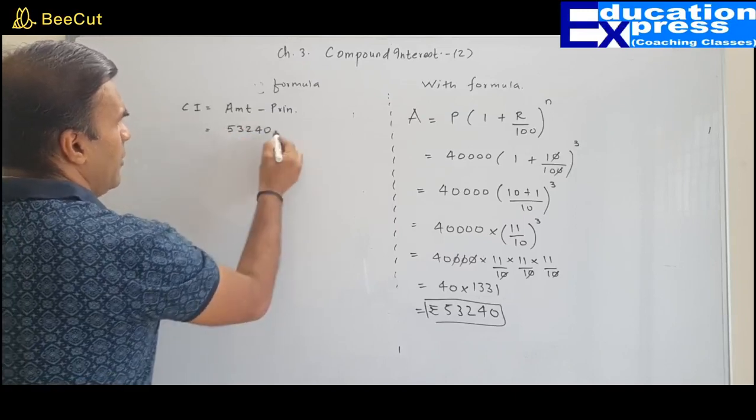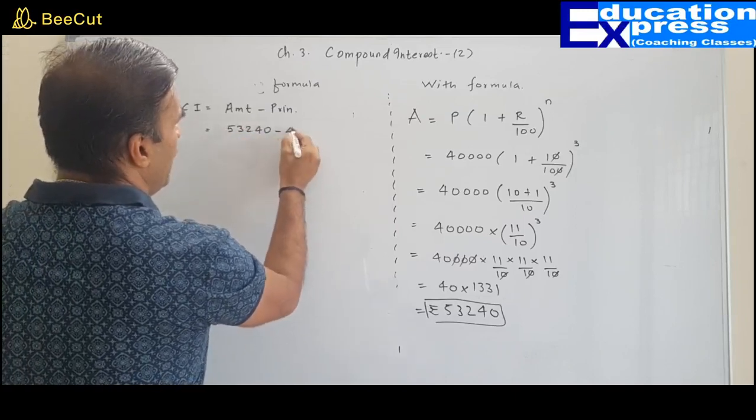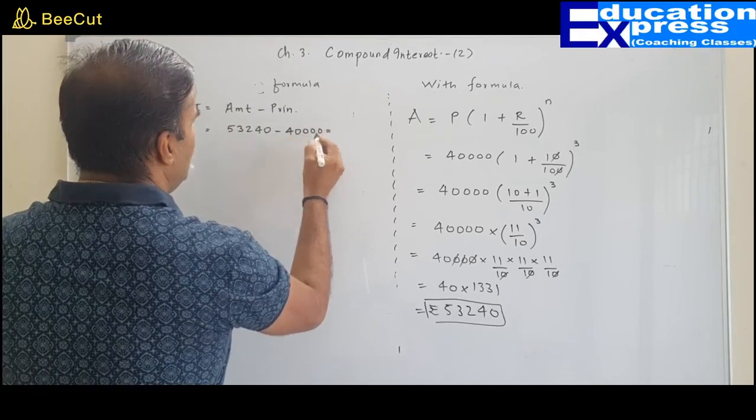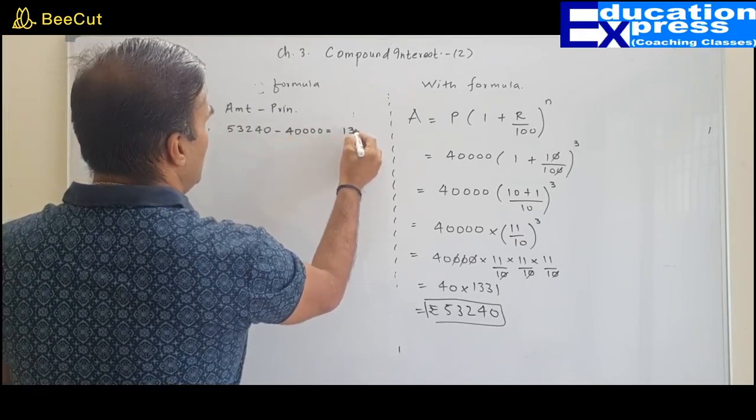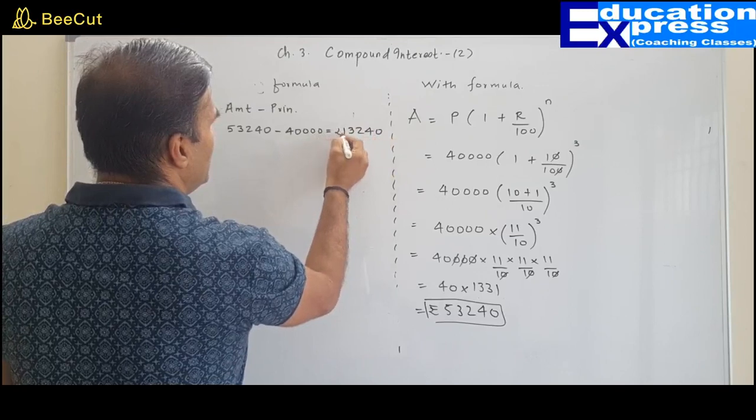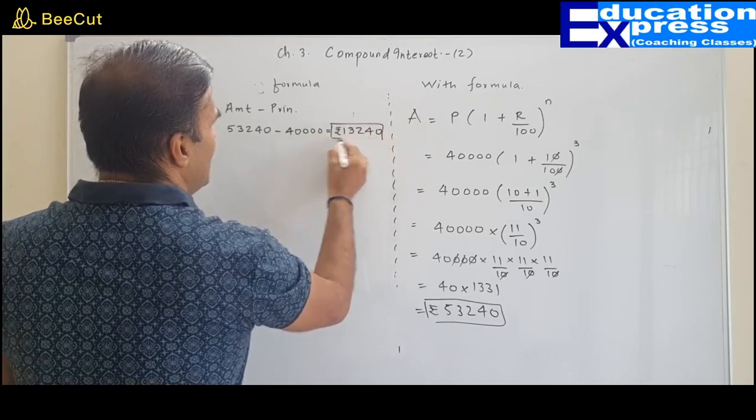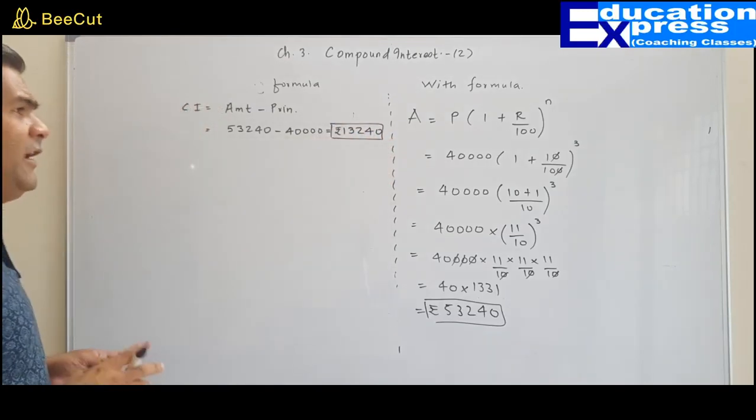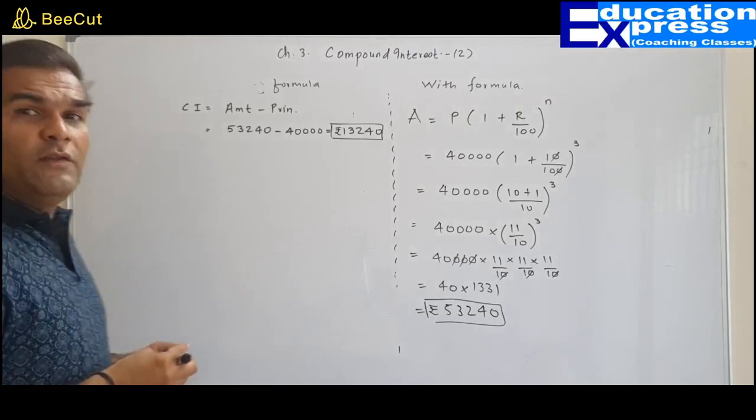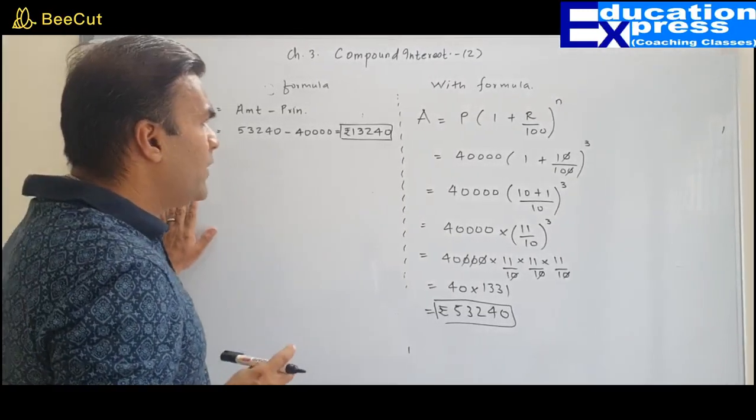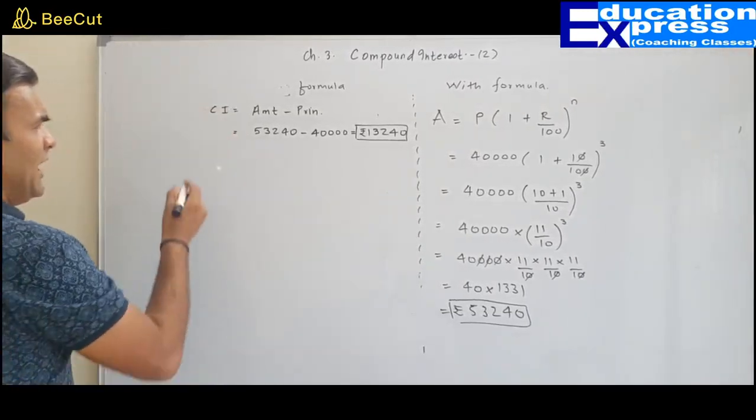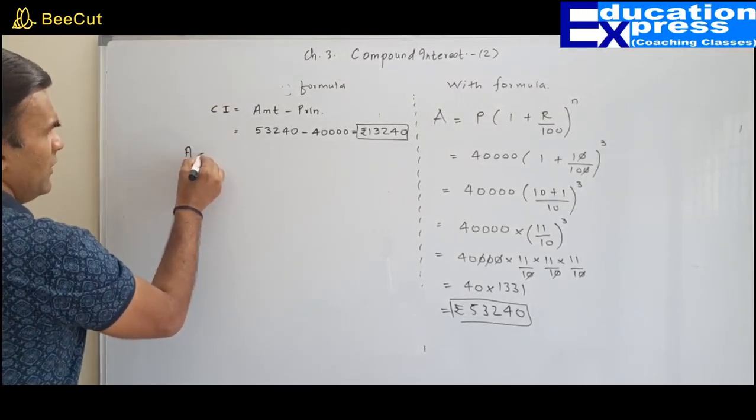53,240. What is the principal amount? Sir, 40,000. So what is the answer that you got? 13,240 rupees. This is the exact same answer that we got when we did the question without using the formula.